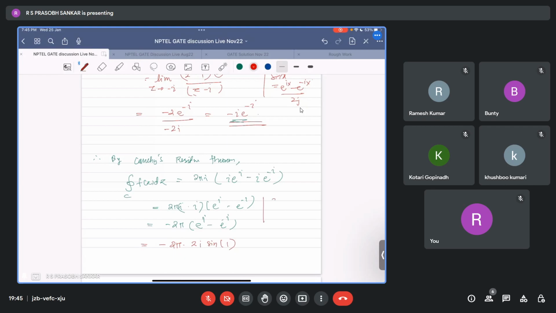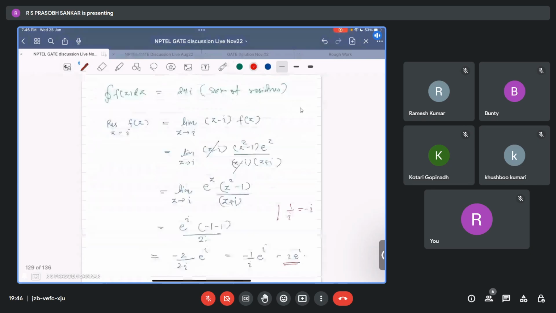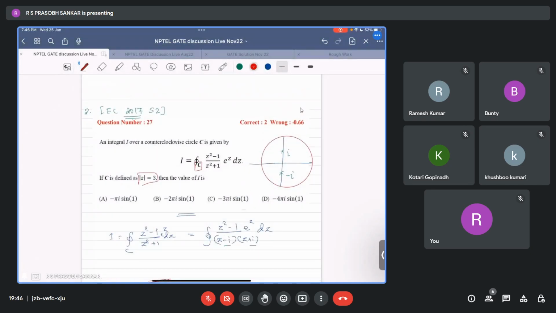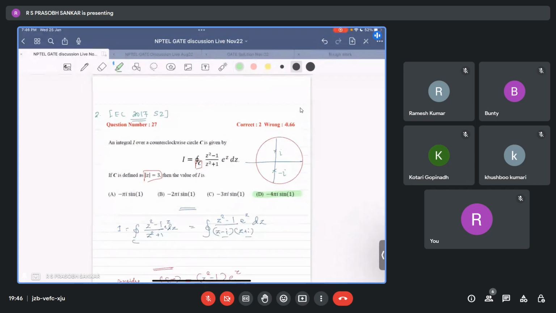It's correct, no? The 1 means just x equal to 1, that's it. This is like (e^i minus e^(-i)) by 2i. So what it means is this is minus 4 pi i sine of 1. That is the value of this integral. Let me see if that's in the options. Yeah, it's option D, so option D is the correct answer. It's a bit complicated, but if you think about the formula, it's not very hard.